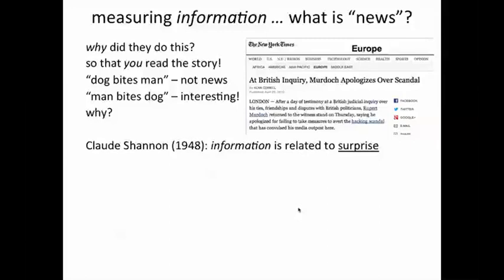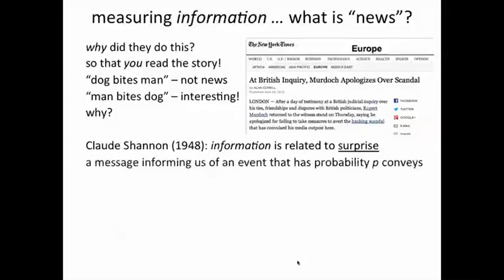As it turns out, Claude Shannon, in his famous 1948 theory about communications, defined the term information formally as being related to surprise. In particular, a message informing us that some event has occurred, an event which normally has probability p of occurring, conveys a precise information content, which Shannon argued was exactly minus log of p. Let's look at this for a moment.